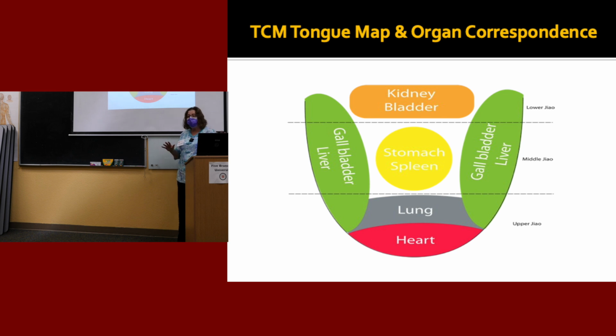So if I see that the coating is different, or there are certain cracks in certain places, or one area is really red, then it will tell me that something is going on in that particular area.